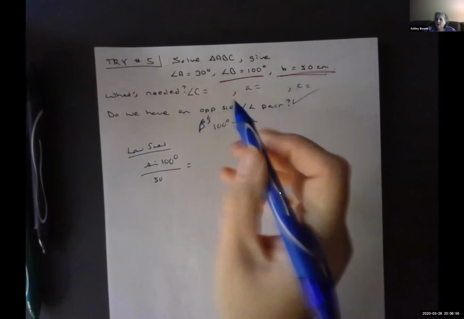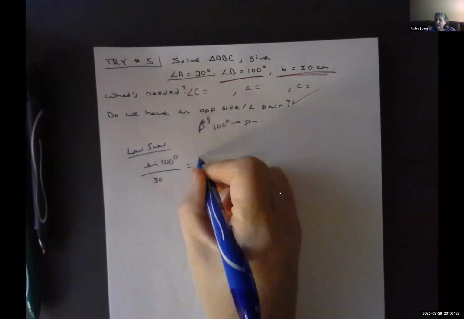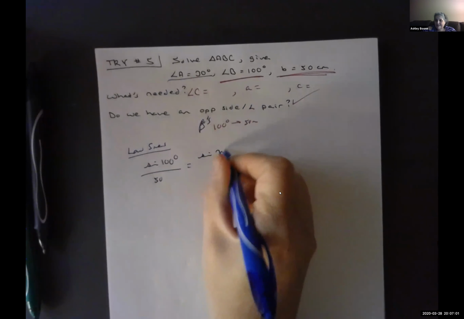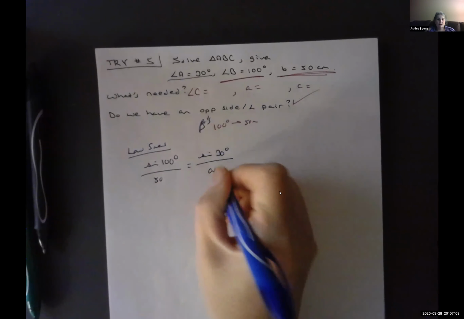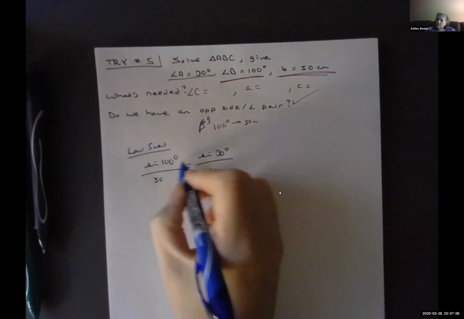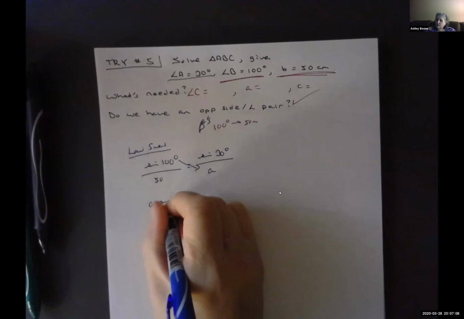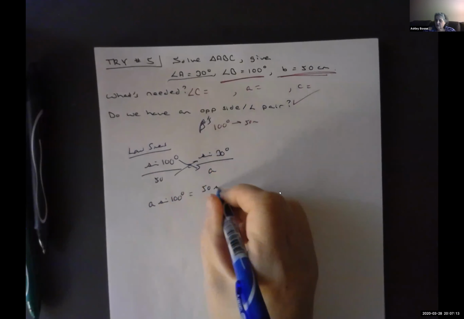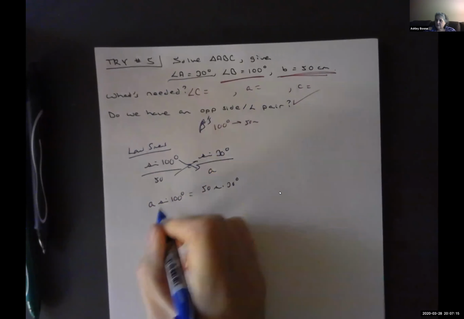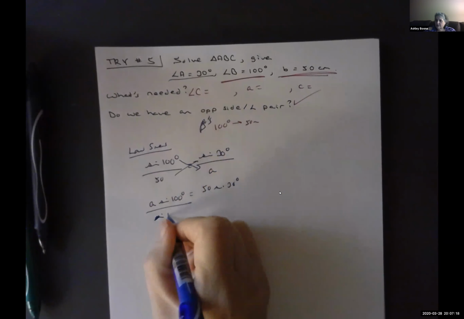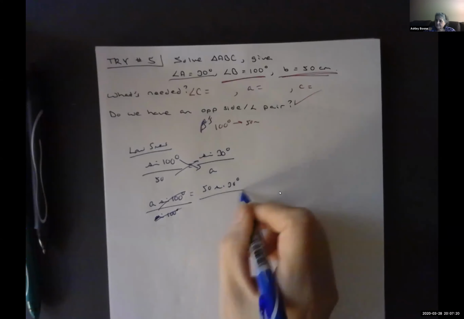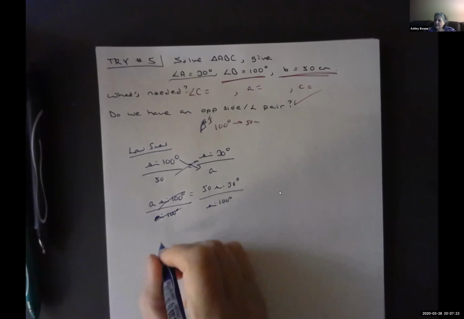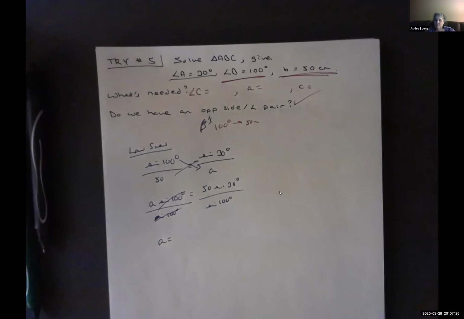And I have angle A, so I could say the sine of 30 degrees is to side A. So those are dealing with our A's. We'll do our cross multiplying. A times the sine of 100 degrees is equal to 50 times the sine of 30 degrees. So I'll divide both sides by sine of 100. So A is equal to 50 times the sine of 30 degrees divided by the sine of 100 degrees.